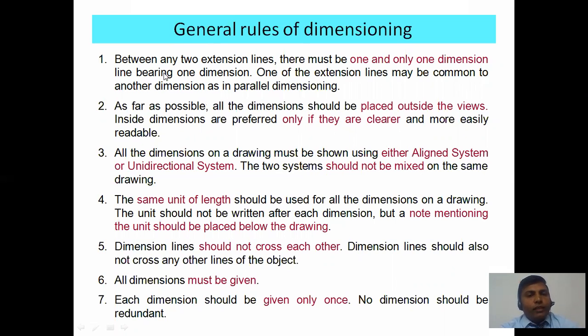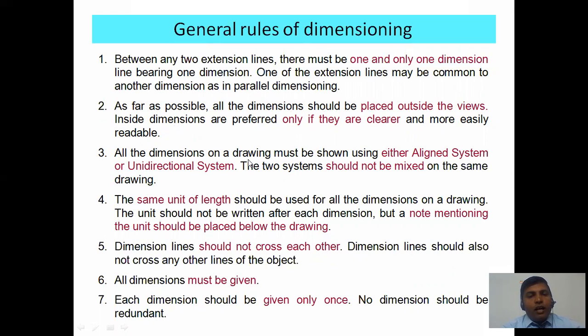So those are the general rules we see. I'll read out the general rules for dimensioning which are most important. Between any two extension lines, there must be one and only one dimension line bearing one dimension. One extension line may be common to another dimension, as in parallel dimensioning. We have covered all this. As far as possible, all dimensions should be placed outside the view. Except the radius, all dimensions should be outside the views. They should not be too close to your feature or your diagram.